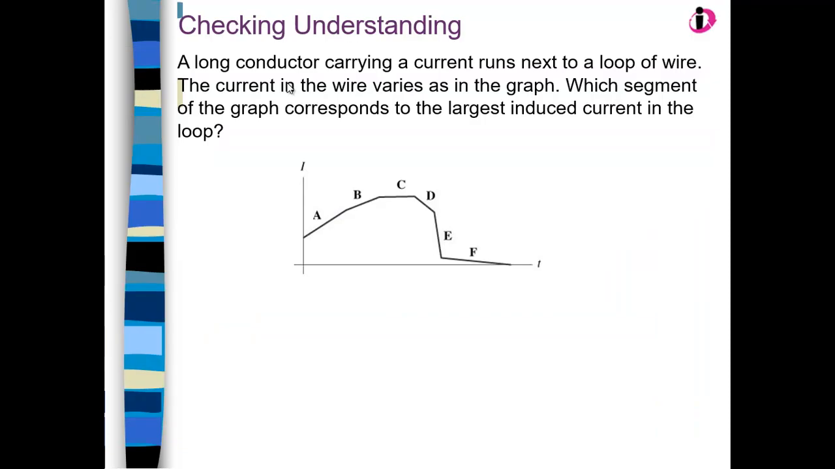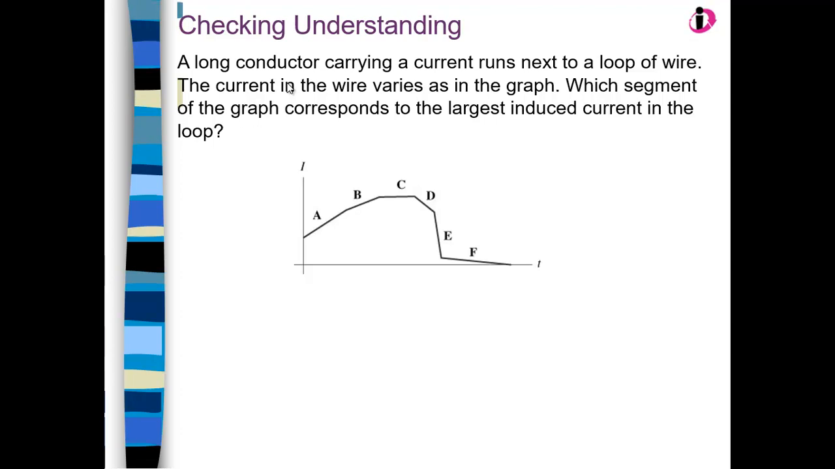Okay, so we have a long conductor carrying a current, and it runs next to a loop of wire. The current in the wire varies as in this graph. And we want to know which segment of the graph corresponds to the largest induced current in the loop. So we have a long conductor carrying current, and it's next to a loop.